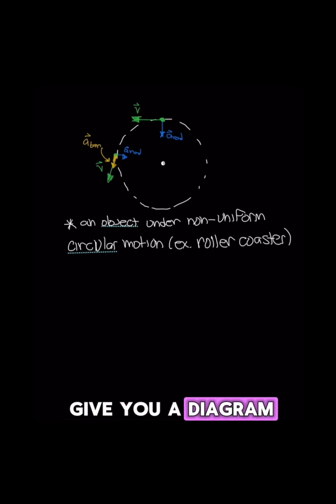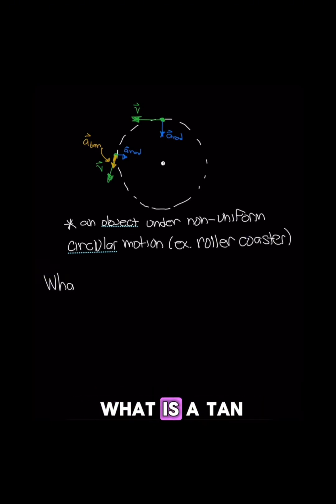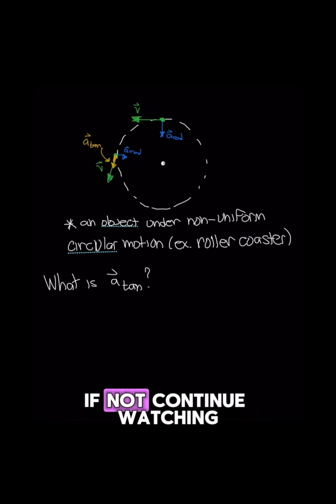So let's say they give you a diagram of an object in circular motion, and they say the object's under non-uniform circular motion. An example is a roller coaster. And they ask you, what is a_tan? Would you know how to answer that? If not, continue watching this video.